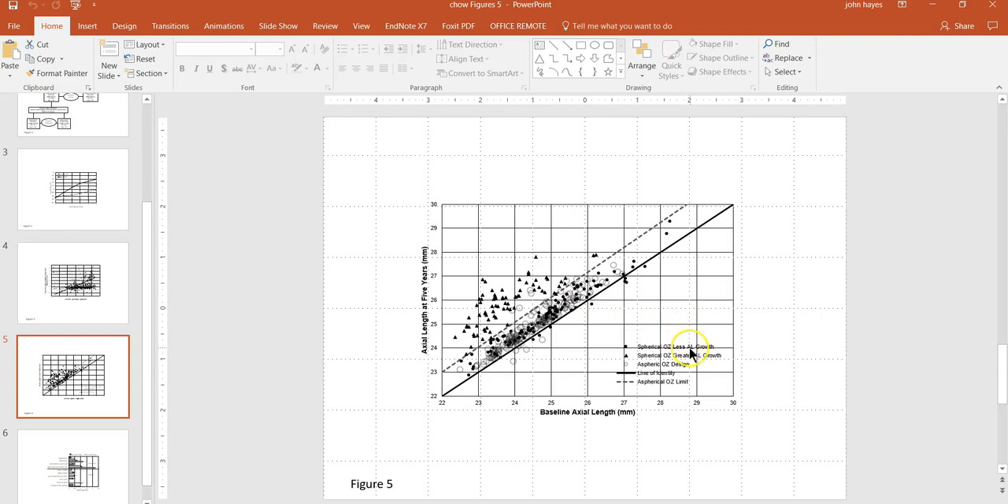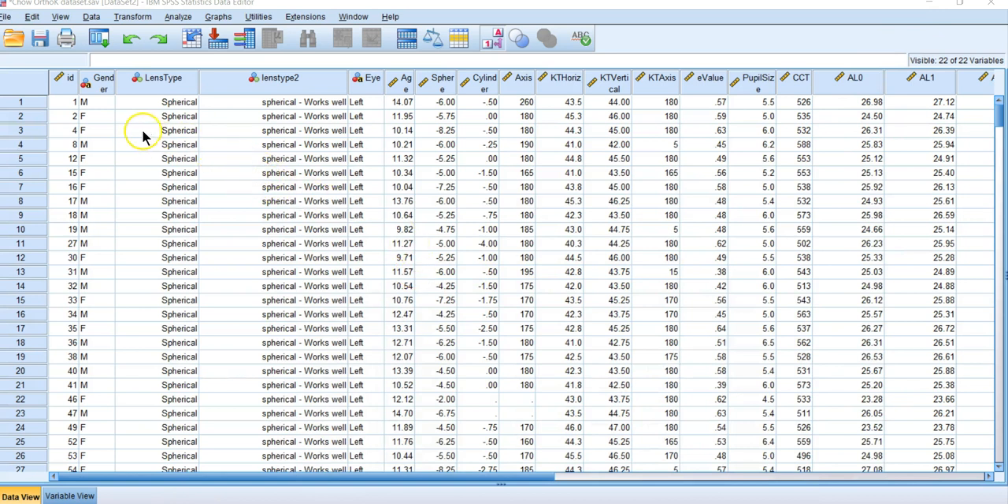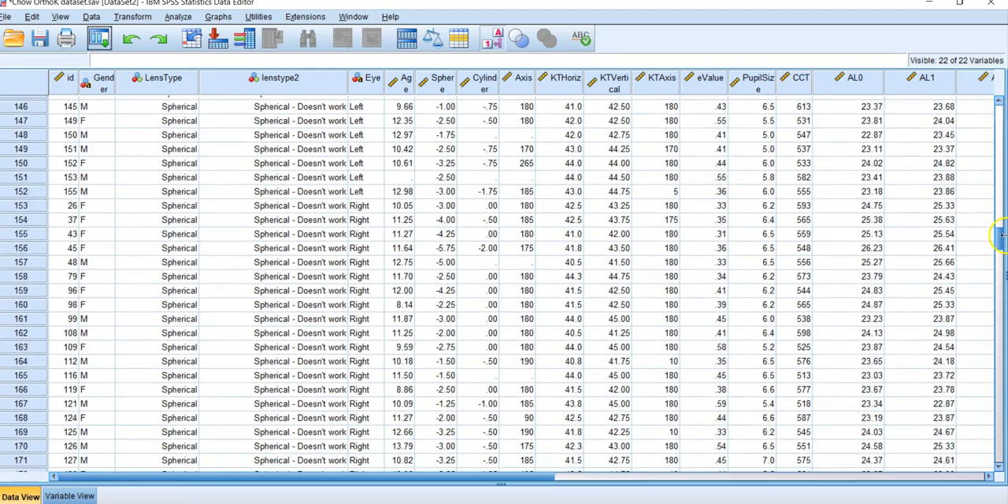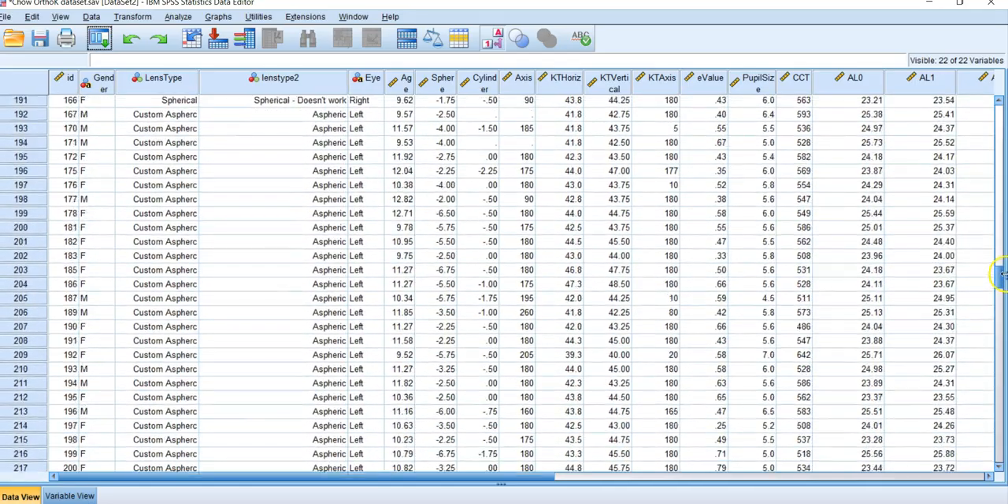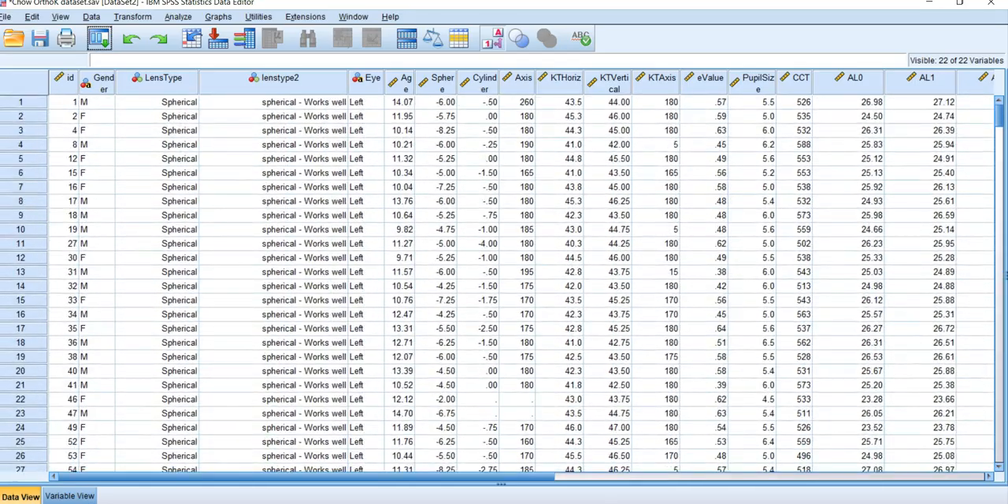So we have 3 groups: 2 spherical OZ designs, one that fit well, or had less growth, and one that had more growth, and the aspheric design. So that's the data. Now, what we did was we defined a lens type as spherical or aspherical. Then we have the second definition where we have spherical works well, spherical doesn't work, and then we have aspheric. Both eyes were measured, so we have a left and a right eye.